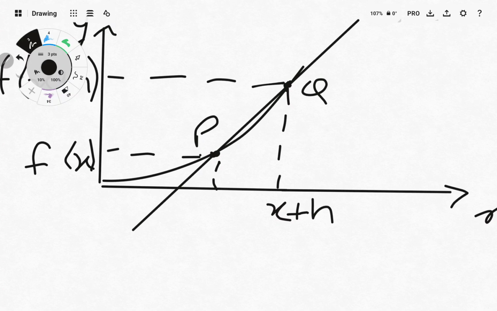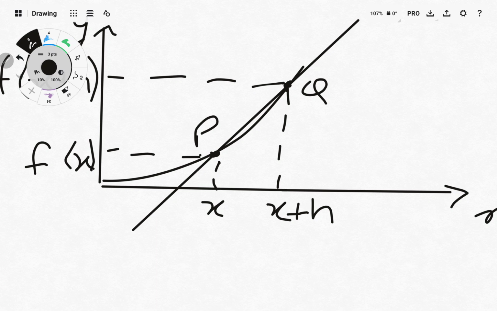Now, h going to 0 means that h gets smaller. As h gets smaller, what do you think will happen? This point is going to go to the left, a bit more to the left and a bit more to the left, and it's going to get closer to P. Basically, Q is going to get closer and closer to P as h goes to 0.